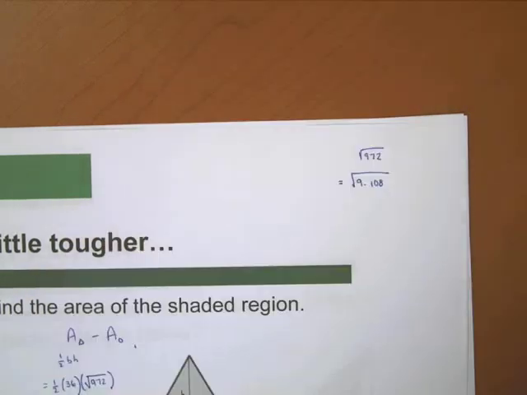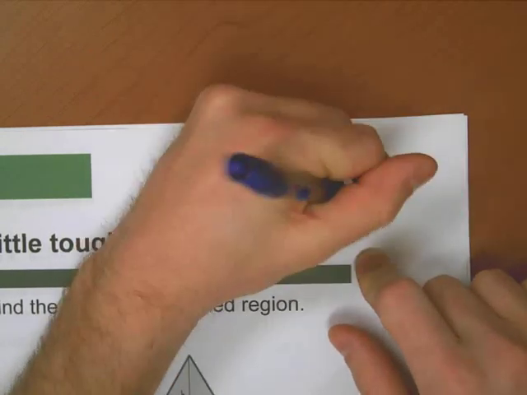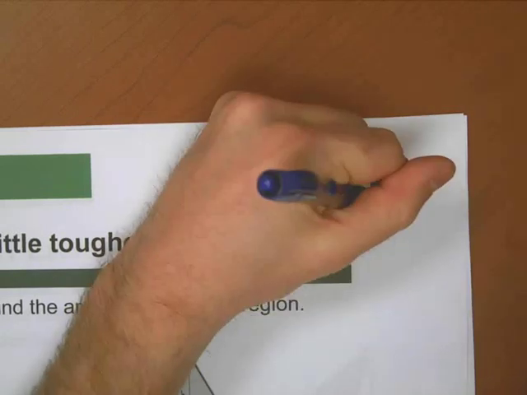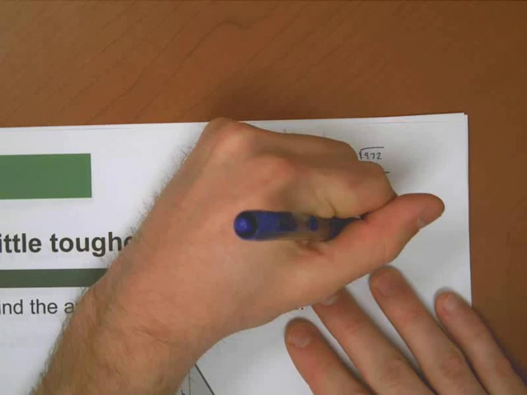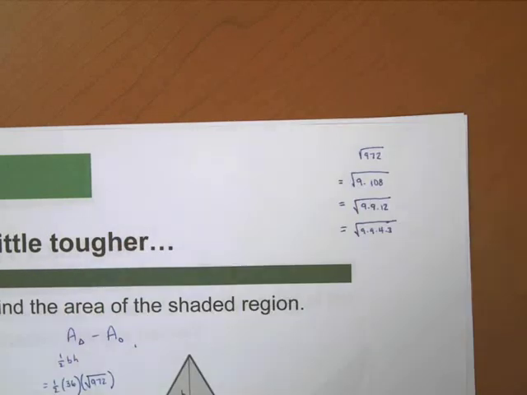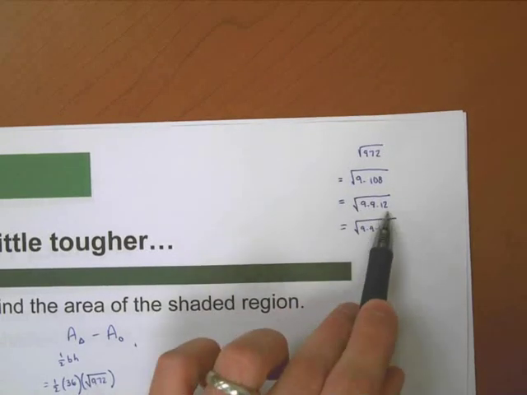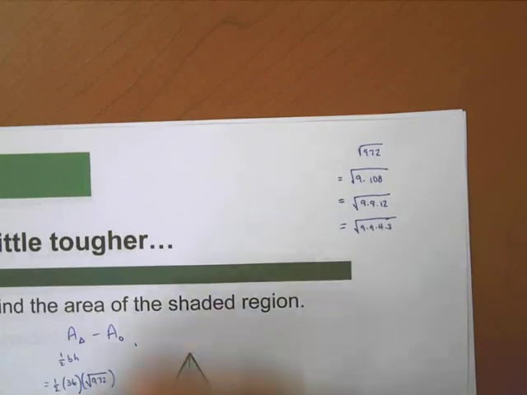108. 108 is also divisible by 9. So 108 divided by 9, that would be 9 times 12. And 12 is 4 times 3. So getting close. I've broken that down. Just keep dividing it out and rewriting it, right? So the 9 goes here, 108 is 9 times 12, and 12 is 4 times 3. So I just replace each part.